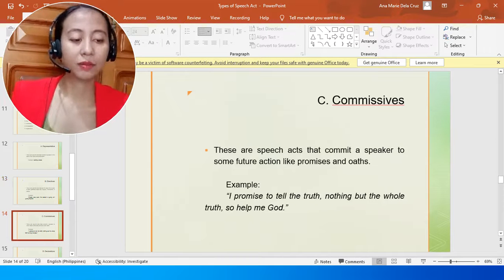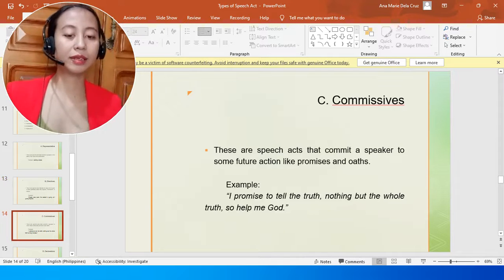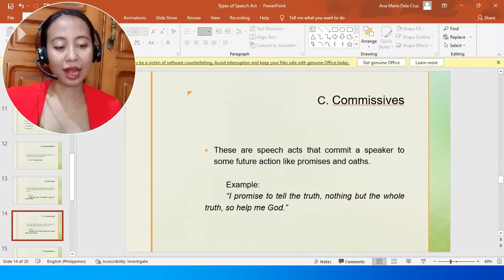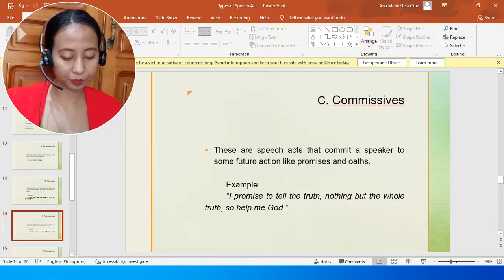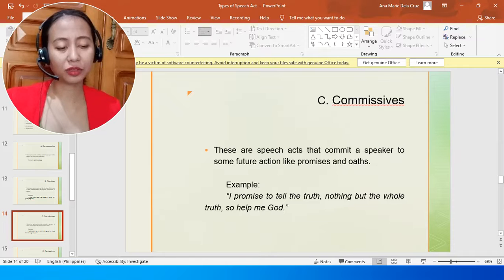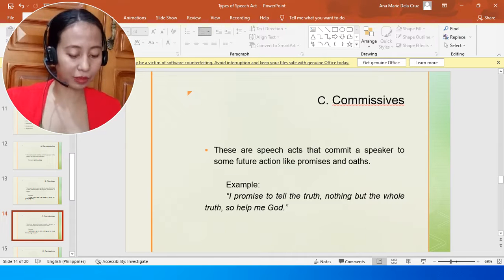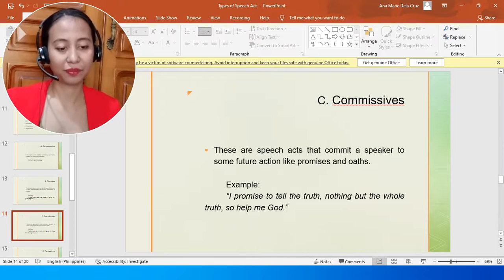Next, commissives. When you say commissives, these are speech acts that commit a speaker to some future action like promises and oaths. Example, "I promise to tell the truth, nothing but the whole truth, so help me God." That is a promise. Another example, "I'll be there in an hour." That is also a promise. You are certain to go there after an hour.